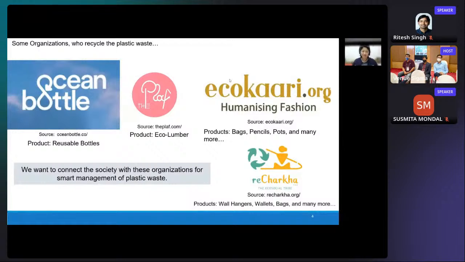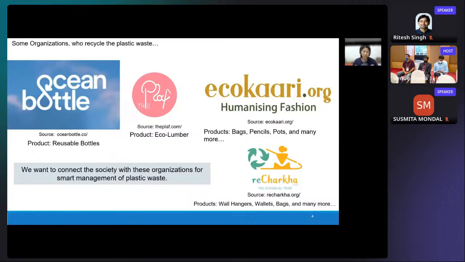There are some organizations who recycle plastic waste and create reusable things. Like Ocean Bottle, they create reusable bottles from ocean-bound plastics. Same as Pluff, also known as the Plastic Flamingo, they create eco-lumber from ocean-bound plastics. These organizations are situated outside India. In India, there is EcoCuddy and there is Recharkha. They basically create handbags, home decors, and many more things from plastic waste.